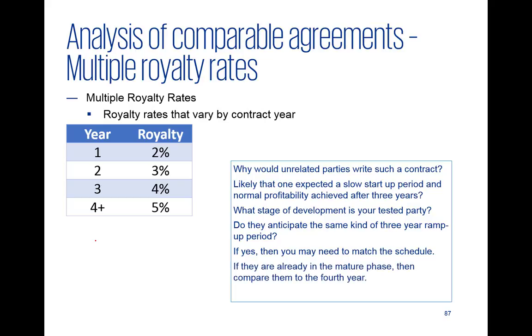On the other hand, if they're already in a very mature phase of their business, then you wouldn't want to compare them to this sort of startup phase, the ramp-up phase. You want to go straight to the 4th year and say, if they're in the mature phase and this contract says that in the mature phase you'll be paying 5%, then that becomes the cut that you most likely want to use.